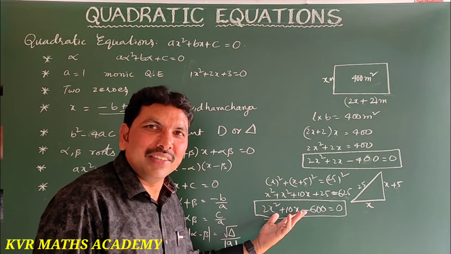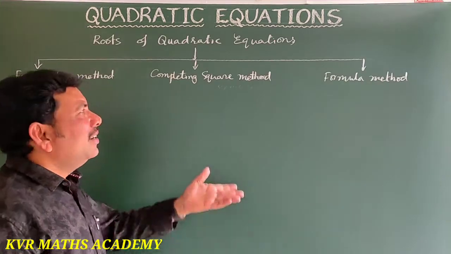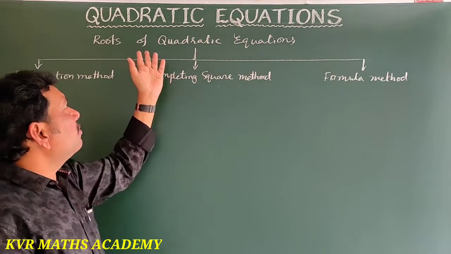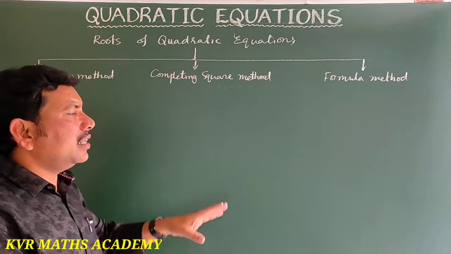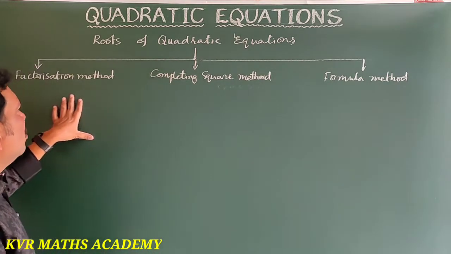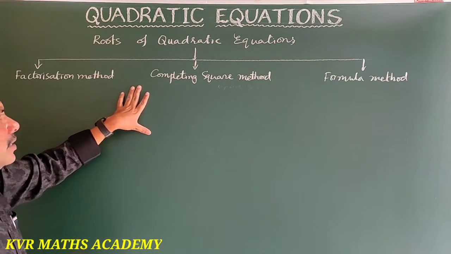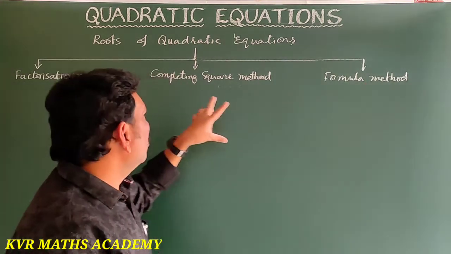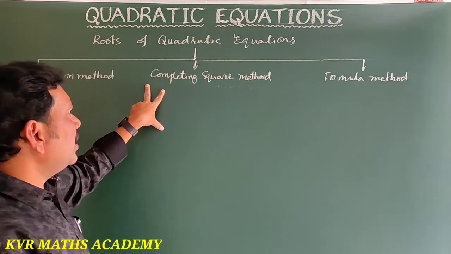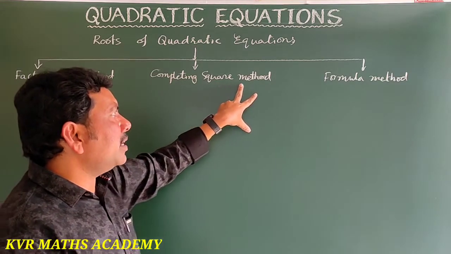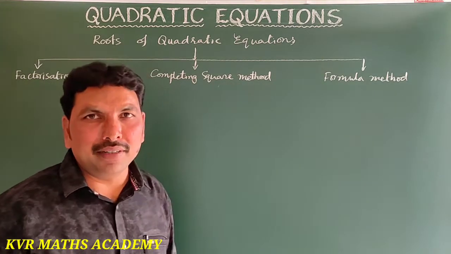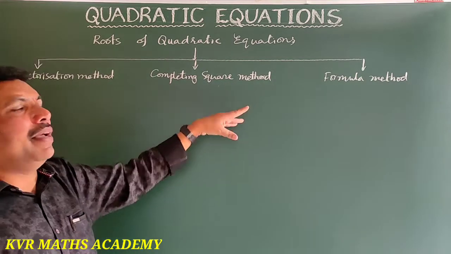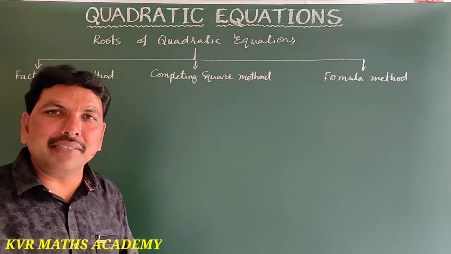Understood clearly? Yes. Next, for finding the roots of quadratic equations, there are three methods. One is the factorization method, the second is the completing square method, and the third one is the formula method. So how can you find the roots by using these methods? Let us take one example.